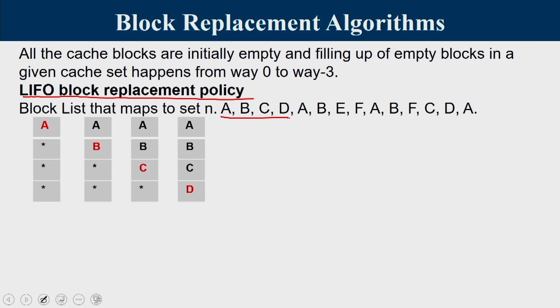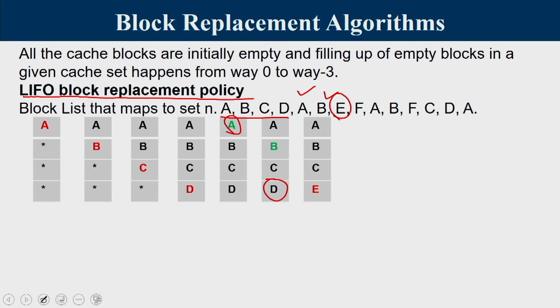Now A is again coming, A is a hit, it is already present there. So A is a hit, that is shown by the green color, no replacement needed. Then it is B, B is also present there, that is again a hit. Then it is E. This is going to create a miss because E is not present there, but it is a compulsory miss. But who will get evicted? It is a last in first out policy. So D is the one who entered the stack last. So D gets replaced with E. So A, B, C, E. That is the pattern you are going to get.